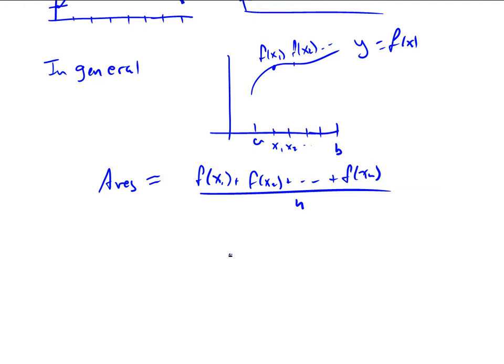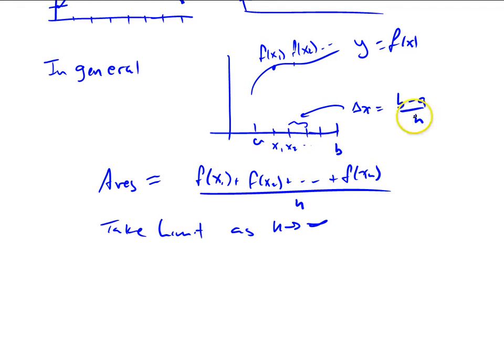And then I want to take the limit as n goes to infinity. Now, I'm going to do a little bit of algebra here to show you something. If I cut these into equal pieces, then each piece we might call delta x, which would be b minus a over n. Well, if delta x is b minus a over n, then I can solve for n, where n equals b minus a over delta x. And so I'm going to substitute that into there.